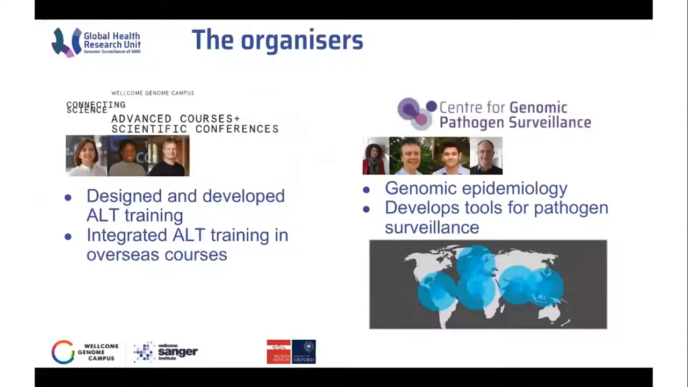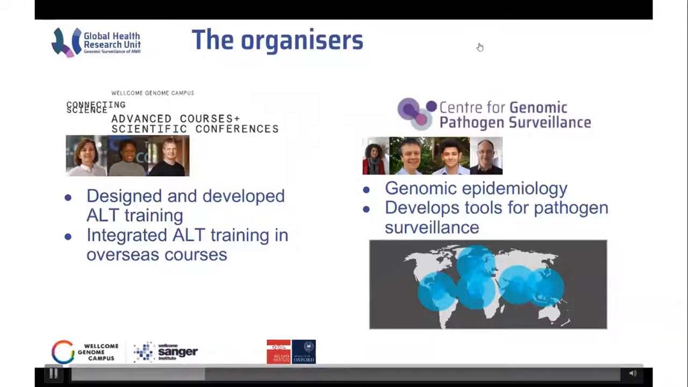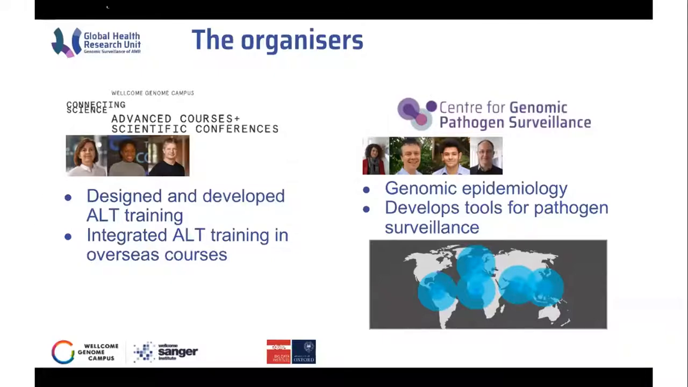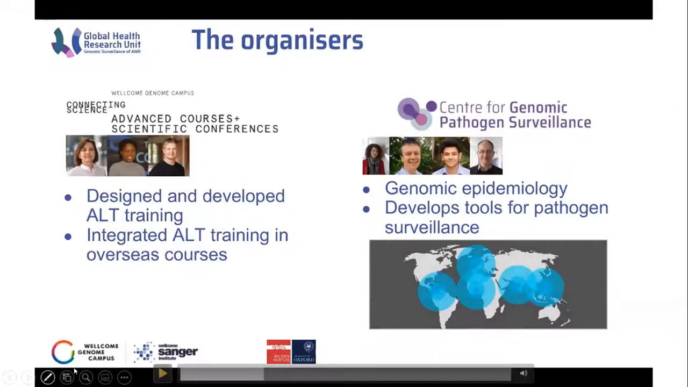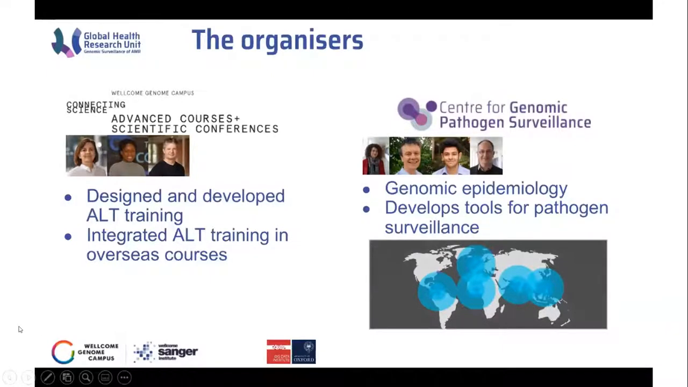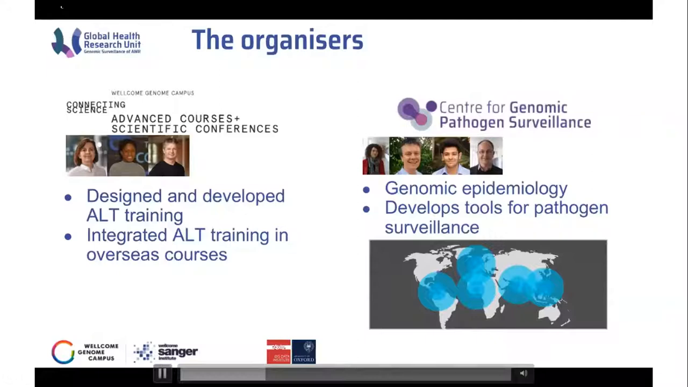Moving on to our model piloted to deliver capacity in LMICs and to the course organizers. The organizers of the course were the Wellcome Advanced Courses and Scientific Conferences and the researchers at the Center for Genomic Pathogen Surveillance. The design of the course was based on the experience of us working as part of the Global Health Research Unit aimed to strengthen capacity in bioinformatics in Philippines, India, Colombia, and Nigeria. AMR is a great risk worldwide, so by partnering this way, combining our resources, expertise, and our funding, it became easier to help build skills and capacity, particularly in the LMICs.